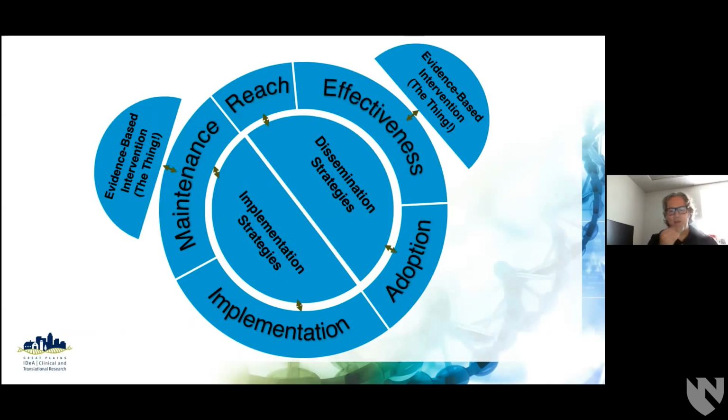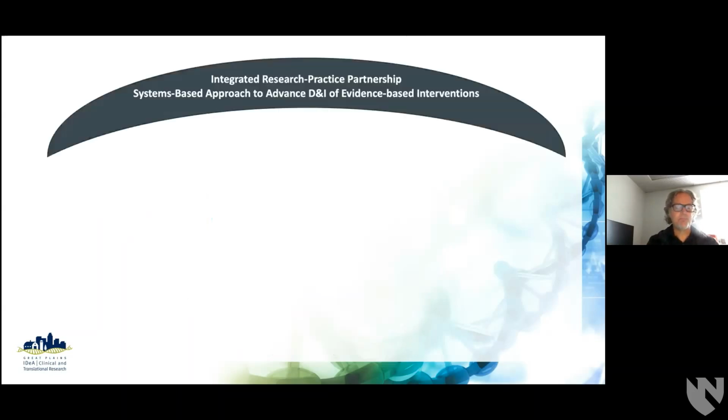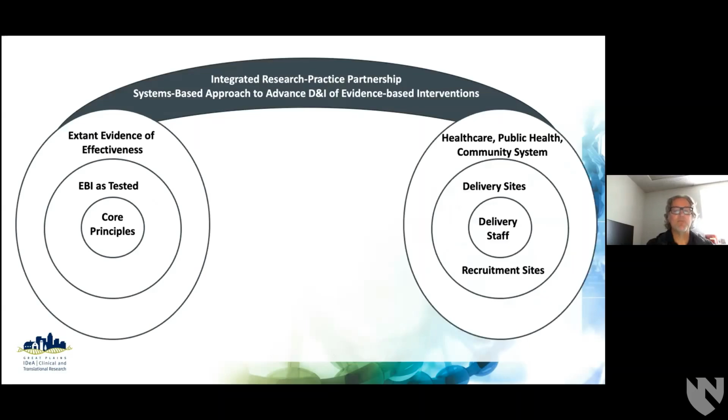And so when you think about mapping intervention, it can be focused on the evidence-based intervention, it can be focused on the dissemination strategies, or it can be focused on implementation strategies. And so, again, I'm not going to spend a ton of time on this, but in some of the partnership-based work we've used this model for a long time that just basically helps us think about what's on the scientific side that's available, what's our kind of evidence base, and then we have kind of our partnership side. And in this case, it could be healthcare, it could be public health, it could be community systems, and within there you have delivery sites, you have recruitment sites, you have delivery staff. So a lot of embeddedness in here.